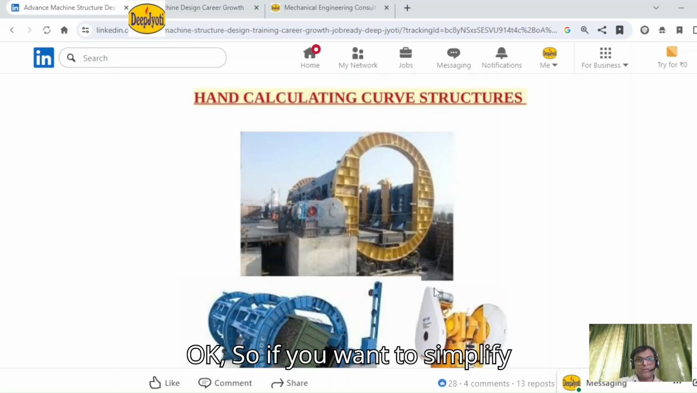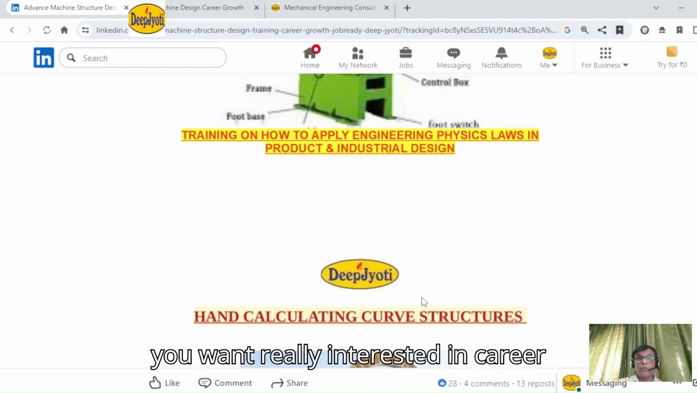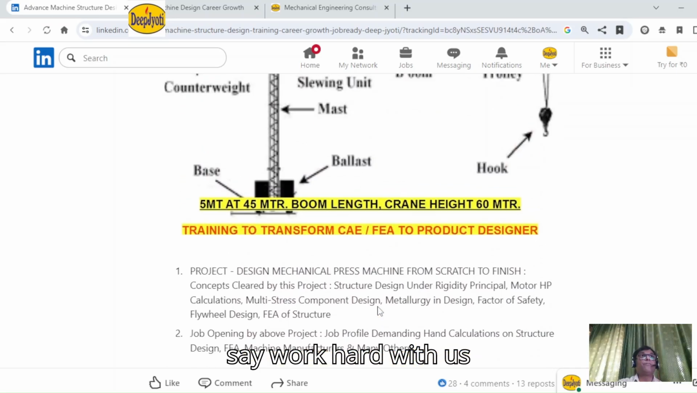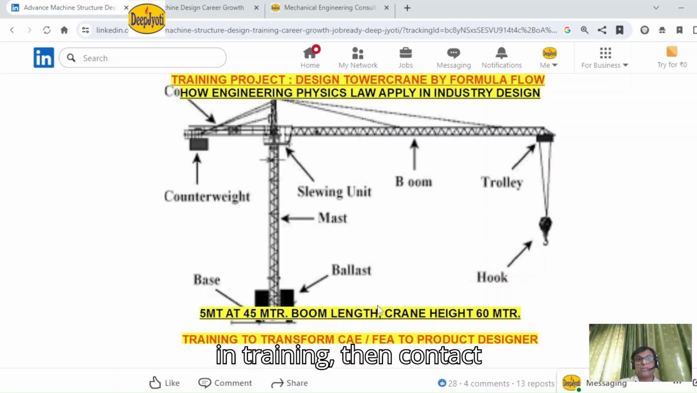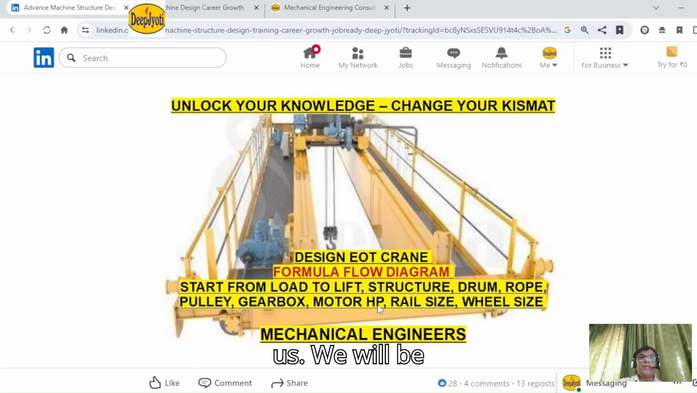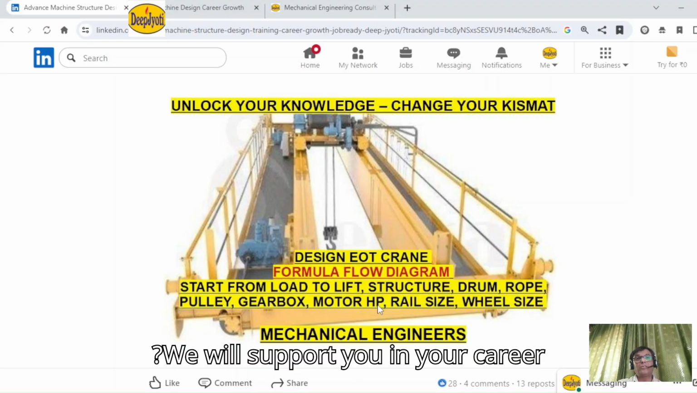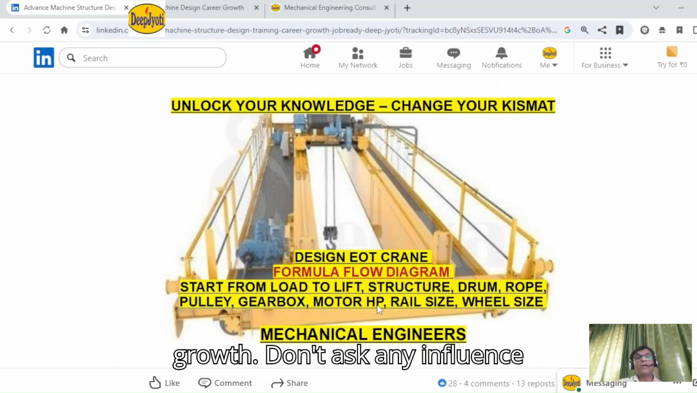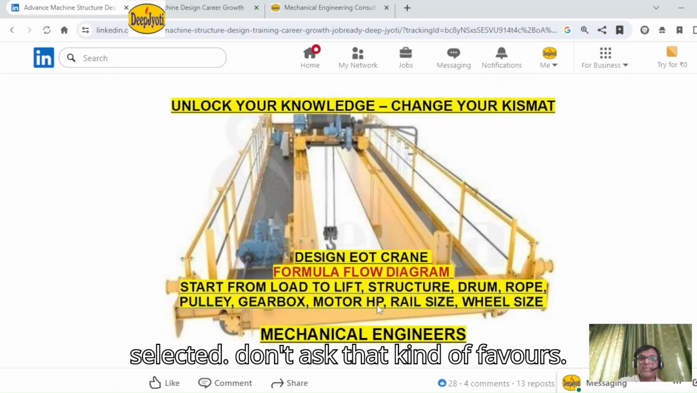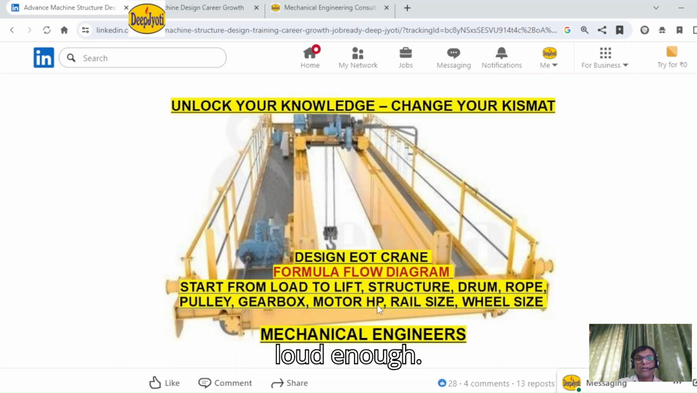So if you want to simplify your life, if you are really interested in career growth, if you can work hard with us in training, then contact us. We will be happy to see your career growth, right? We will support you in your career growth. Don't ask for any influence, like, I have influence in that company and you get selected. Don't ask that kind of favors. We say your knowledge speaks loud enough.